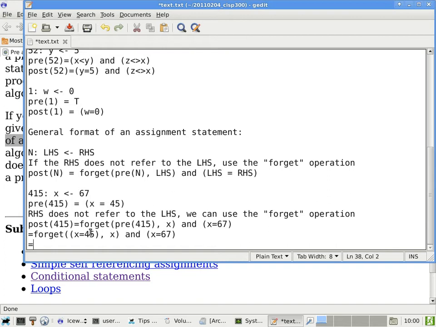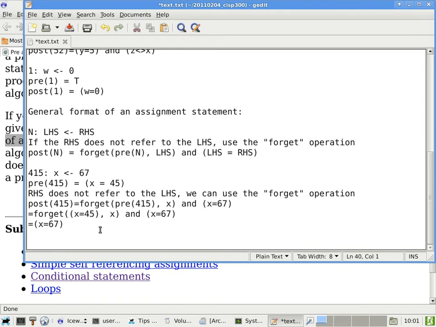Does x equals 45 refer to x? Yes, it does. It uses x. So that means I have to forget the whole thing. When you have the whole thing forgotten, it simplifies to true. Or, since there is nothing left, we also get rid of the and. So the whole thing now becomes just x equals 67.